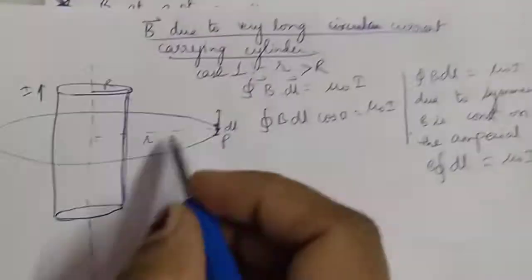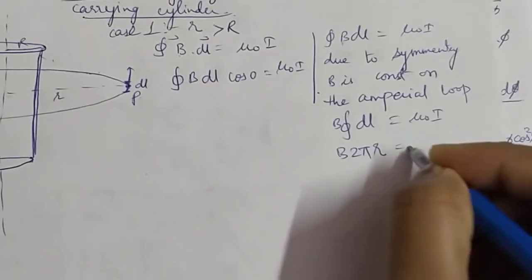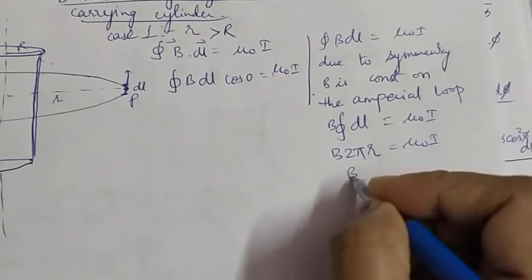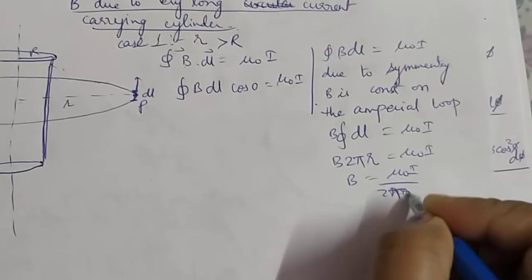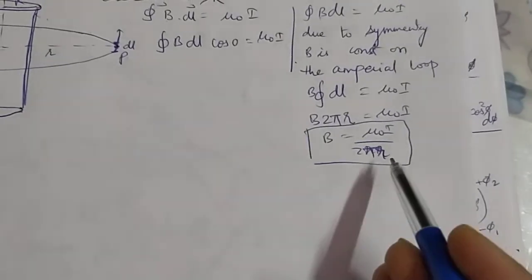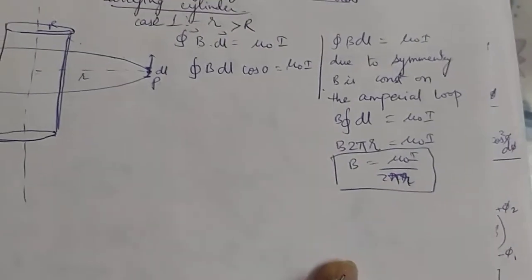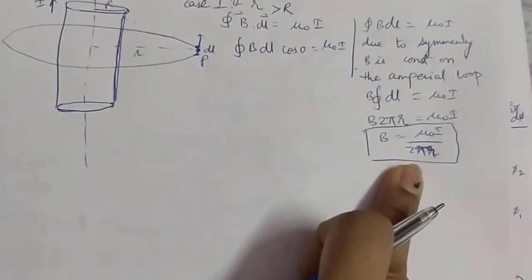Now integral dl will be this circumference 2 pi r. B into 2 pi small r is equal to mu naught I. So B is equal to mu naught I upon 2 pi r. This expression is exactly similar to the magnetic field due to infinitely long current carrying wire. Okay, there also this is what comes. Here also we are getting the same thing. So whether the cylinder is hollow or solid, the expression will be this.